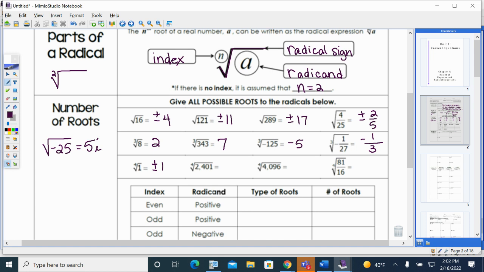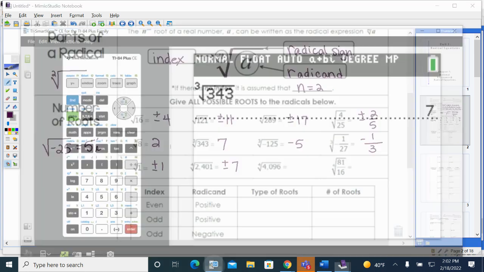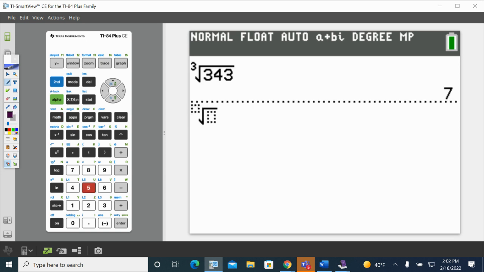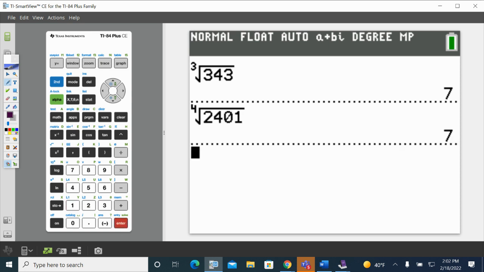The fourth root of 2,401 can be a positive or a negative 7. And I want to show you here again, math. I'm going to select number 5, fourth root of 2,401, and we get 7. So I want to show you something else.